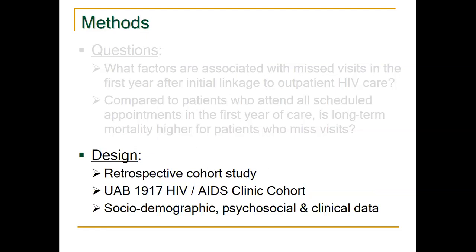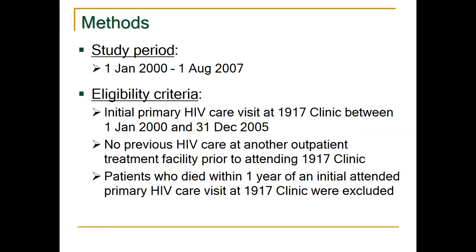All right, so back to this presentation that I did, a retrospective cohort study of the UAB 1917 HIV/AIDS clinical cohort, and we captured sociodemographic, psychosocial, and clinical data. Our study period, being very specific, was January 1st, 2000 to August 1st, 2007. We tried to be very specific with our eligibility criteria. So this was an initial primary care visit at the 1917 clinic between January 1st and December 31st, 2005. So folks established care within this time period.